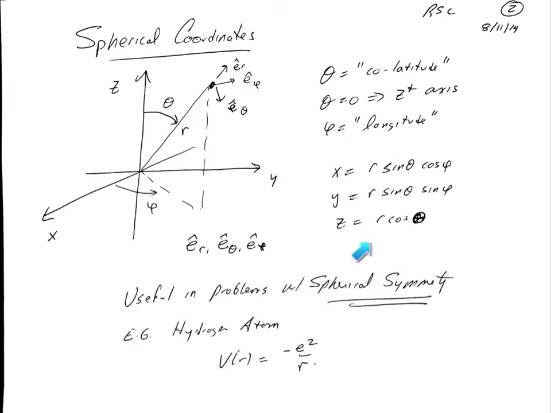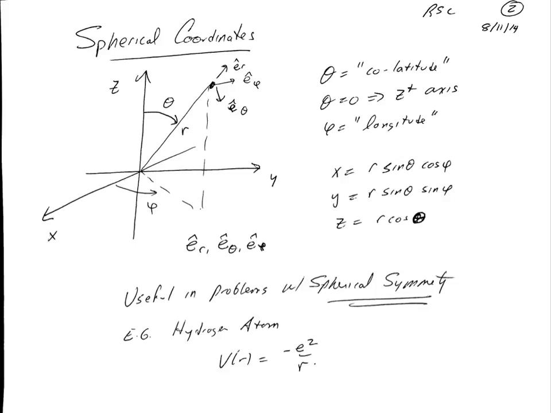The fundamental coordinate transformation can be written as x is r sine theta cosine phi, y is r sine theta sine phi, and z is r cosine theta. Again, here it's crucial that we've used the definition of theta as colatitude. You can work out what the inverse relationships are, which define r, theta, and phi in terms of x, y, and z. But this is the combination which we'll most often use.